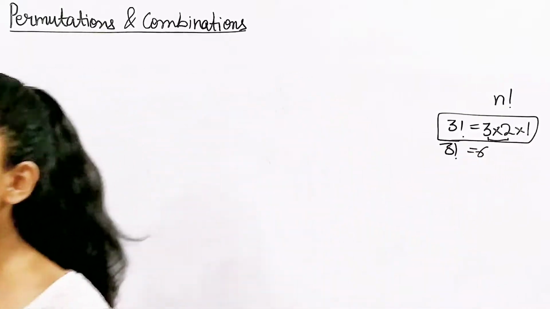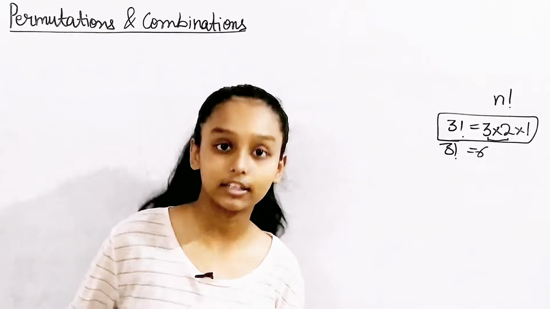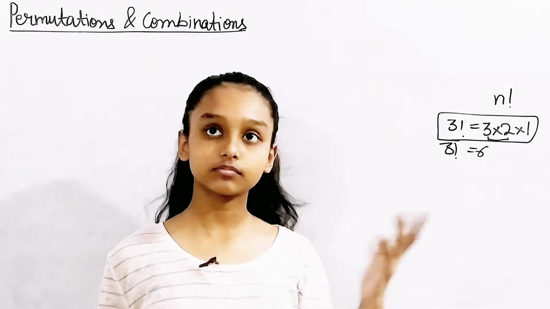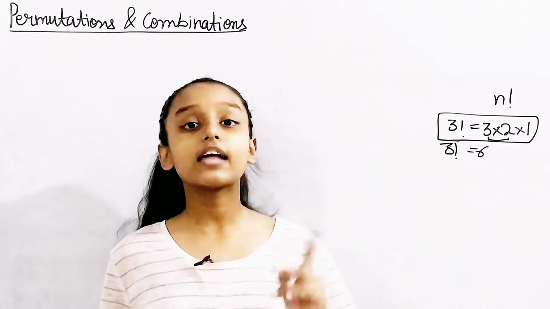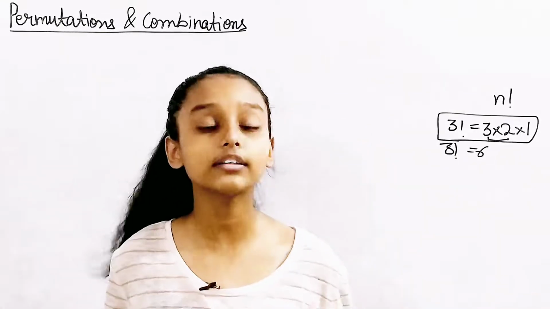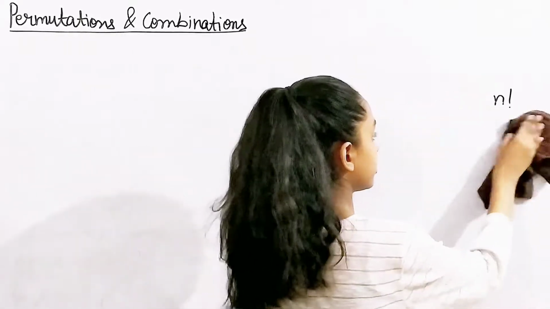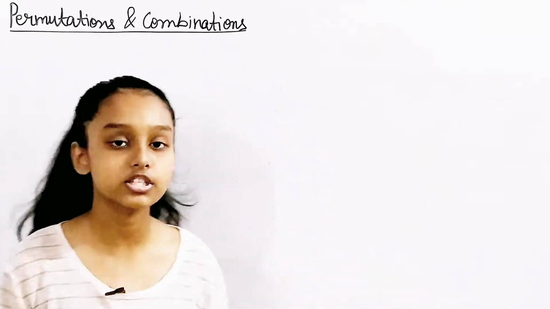And one thing to remember is that 0 factorial is equal to 1. So if in any question there's something related to 0 factorial, remember that 0 factorial is equal to 1, so that question will be solved according to 1. Okay, so let's continue.